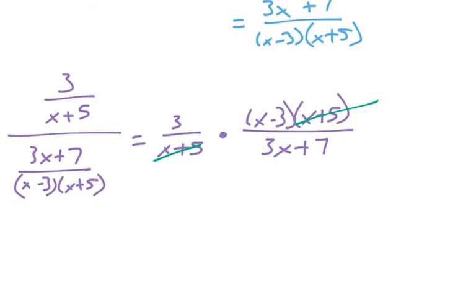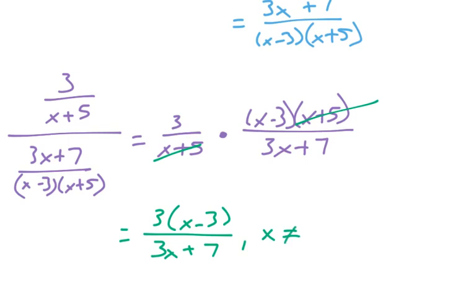So we're going to say that this is equal to, we'll have 3 times x minus 3. If you want to make that 3x minus 9, you certainly can. And then on the denominator, we're going to have 3x plus 7. Now the question becomes, were there any values of x that need to be listed as excluded values? And the answer is yes.